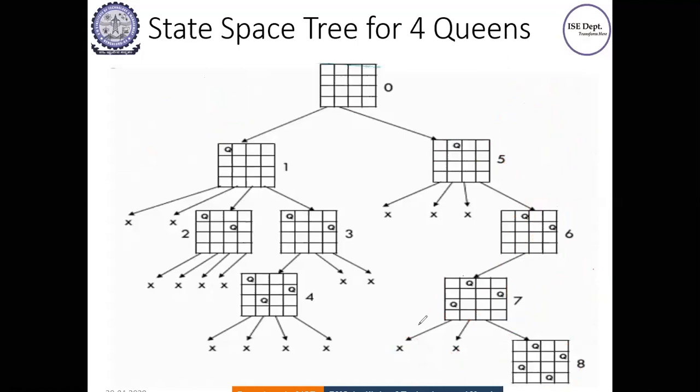Did you understand this problem? So when will we get a dead end? Whenever there is a constraint, you should stop there and you should continue with the next. Okay.